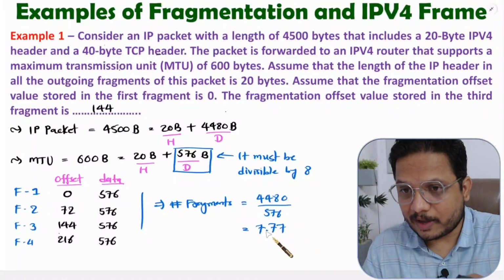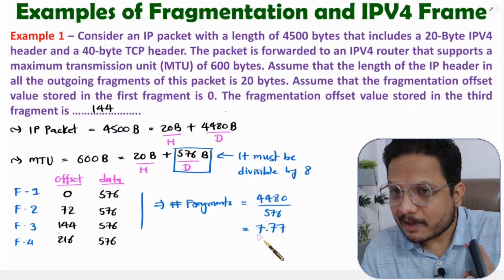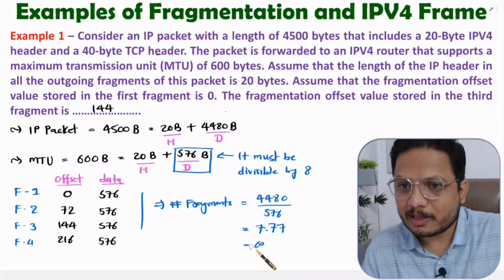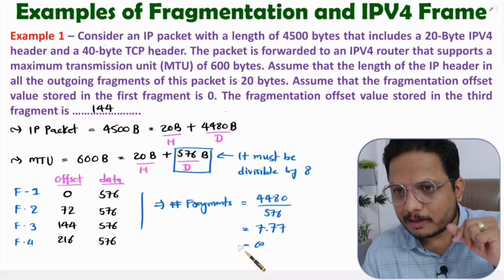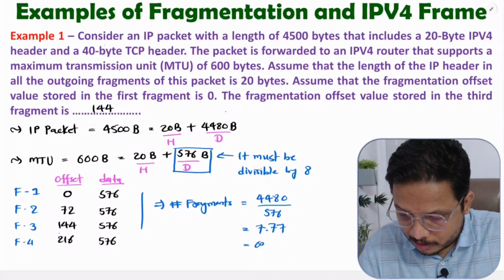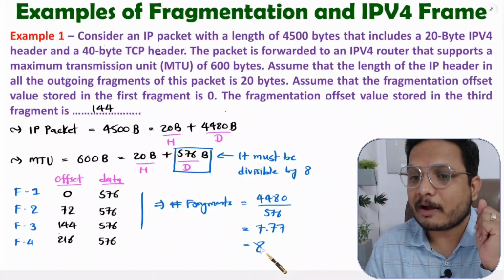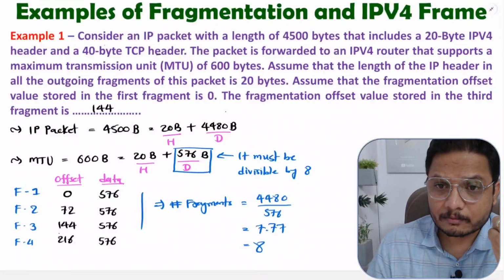But see, if anything is greater than 7, that will be 8, right? You cannot send a 0.77 fragment. You will have to send a complete fragment, right? So here you can say 8 fragments that we will have to forward over here, right?